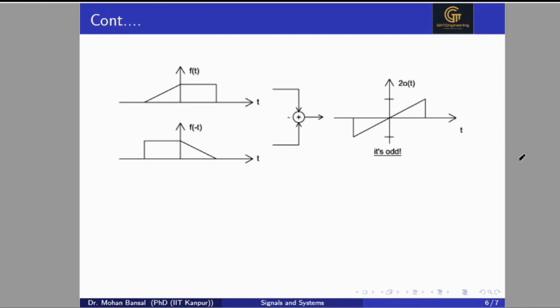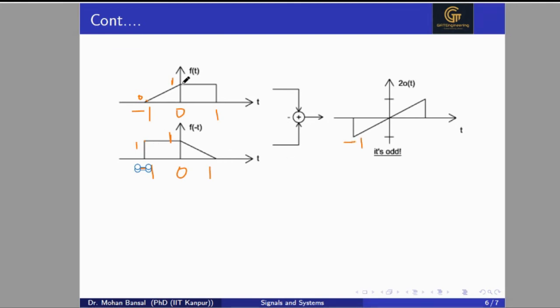In a similar way, we will compute the odd signal. The odd signal is computed by subtracting f(-t) from f(t). So now we will subtract value by value: -1, 0, 1, -1, 0, 1. Here the amplitude level is 1, the amplitude level is 1. Now see, at t equal to -1, f(t) is 0, and at t equal to -1, f(-t) is 1. If you subtract 1 from 0, you will get -1. So here we have -1.